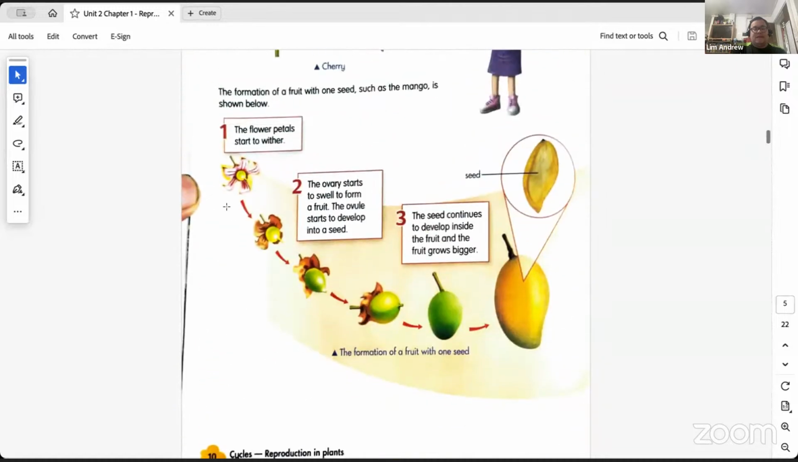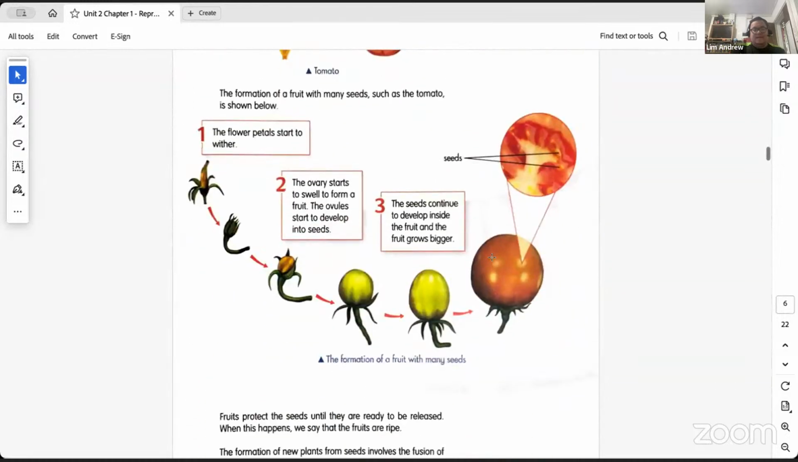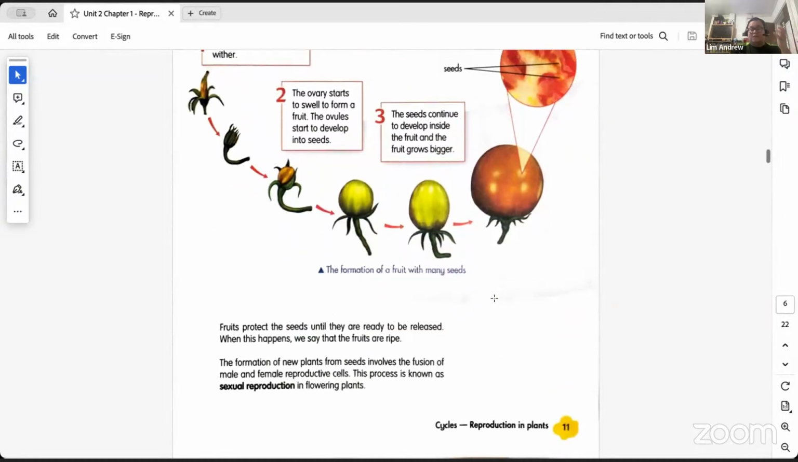So you can see this picture here. We have this single-seed plant diagram and the plant with multiple seeds like the tomato, but they all form the same way, whereby all the flower petals drop down and the ovary swells and forms into a fruit and becomes a tomato. The fruit has a purpose called protection. It is basically there to protect the seeds until they are ready to be released, when the time comes and the fruits are ripe.